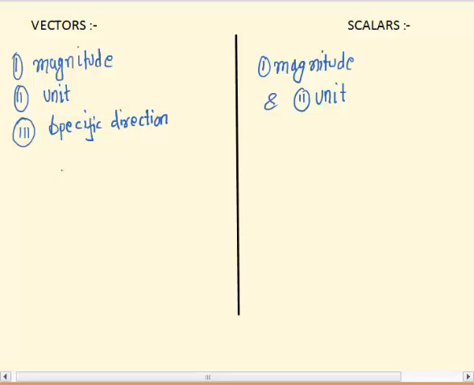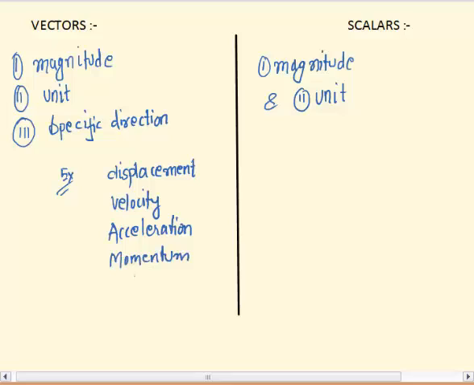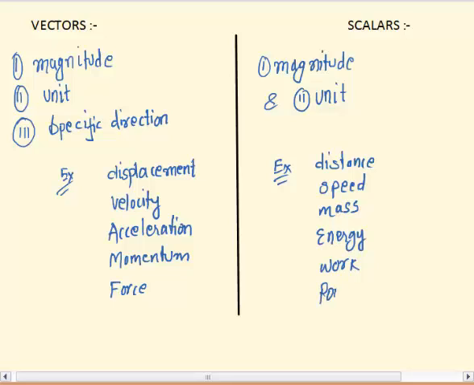Examples of vector quantity include displacement, another example would be velocity, then acceleration, momentum, force, etc. Examples of scalar quantities include distance, speed, mass, energy, work, power, etc.